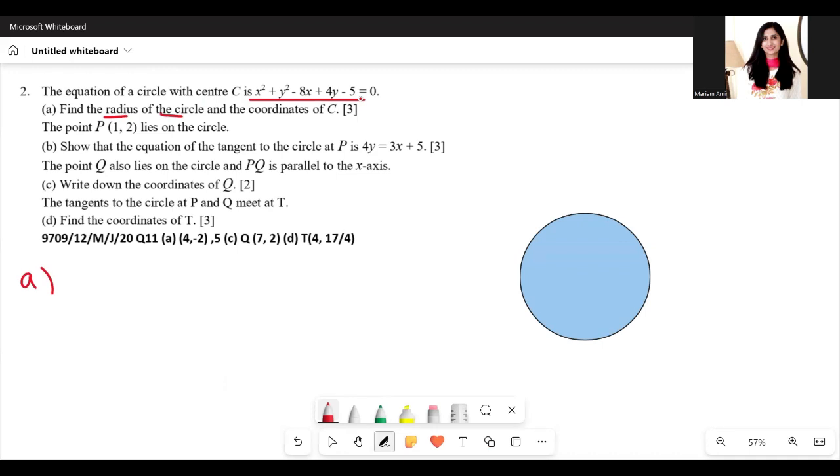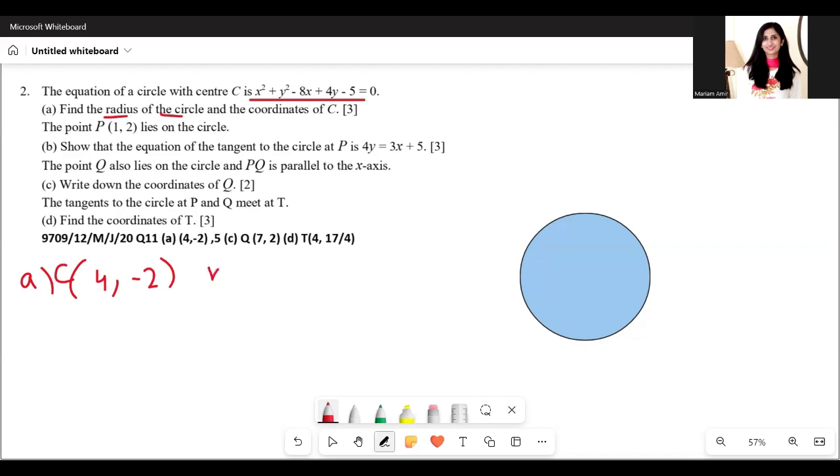Okay, for center, remember you divide the coefficient of x with -2. So -8 upon -2 would be 4, comma, you divide the coefficient of y with -2. So 4 divided by -2 is -2. This is going to be the center of the circle, coordinates of C.